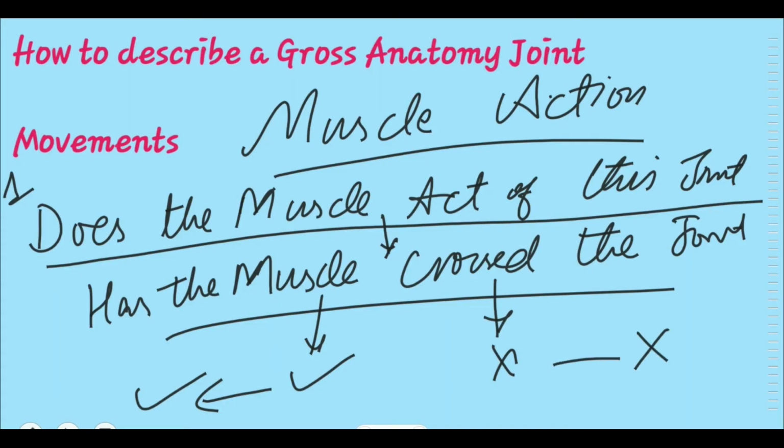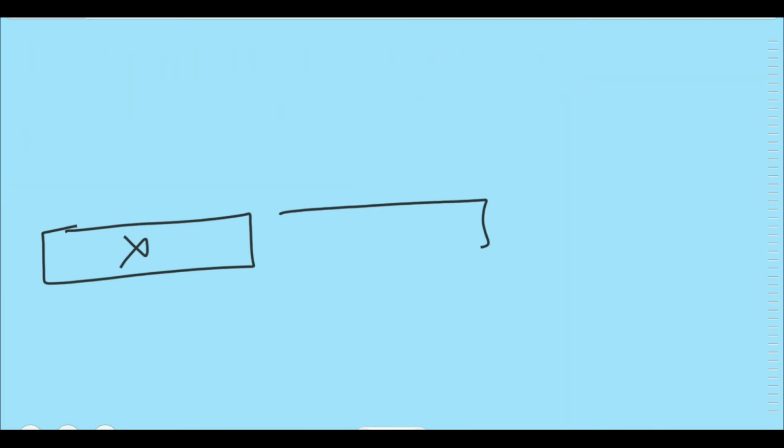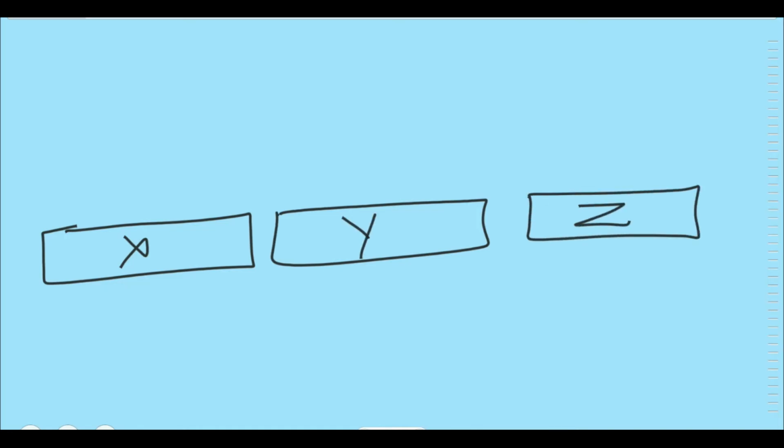Let me demonstrate with the help of a diagram. Just follow me in this sketch. We have a bone X, we have a bone Y, and we have a bone Z. X and Y make a joint and we label that joint as A. Y and Z make a joint and we label that joint as B. Now let me draw some muscles here.